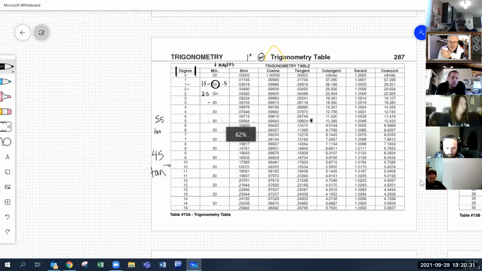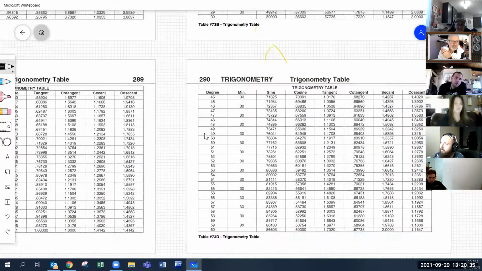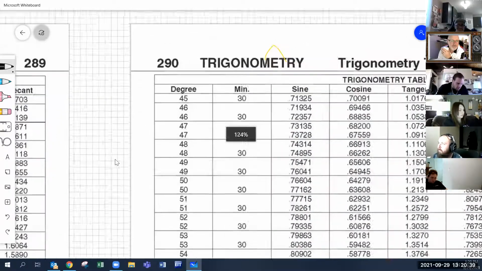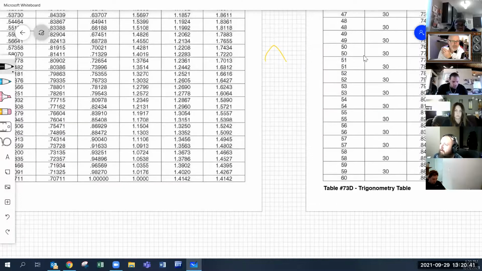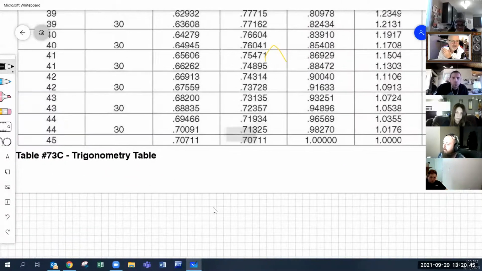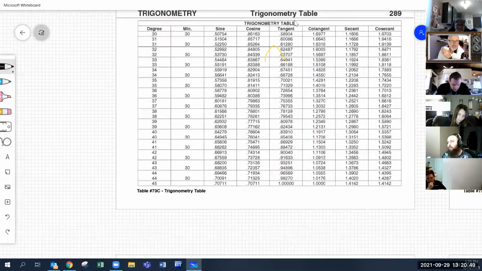Well, if I look in my pipe trades handbook and I go to 45 degrees, here we are, 45. Oh, no, that's 45, 30. That's 45 and a half. I'm going to go 45. There's 45. And I go to the tangent table, and we can see, there's the tangent table. We can see that the answer is 1.